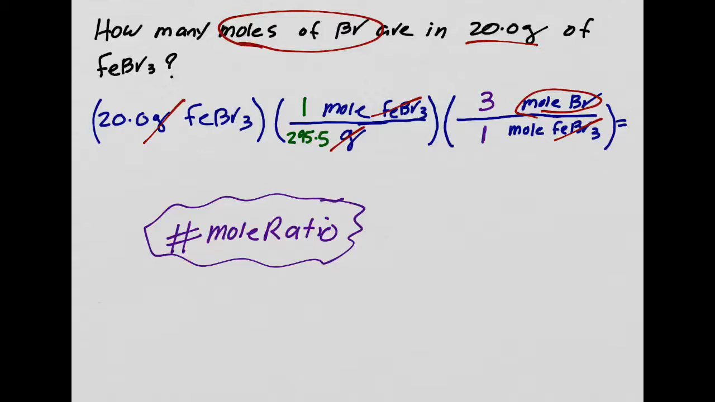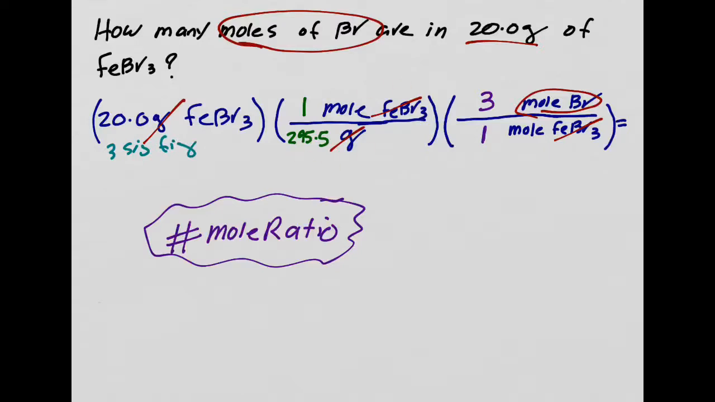How many sig fig? Tell me, how many sig fig? This doesn't count in sig fig. This doesn't count in sig fig. This has 3 sig fig, right? This has 3 sig fig. So my final answer is going to have 3 sig fig.